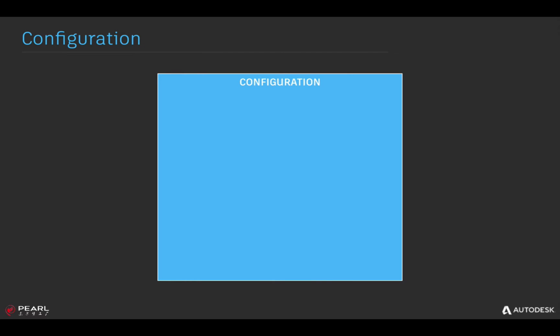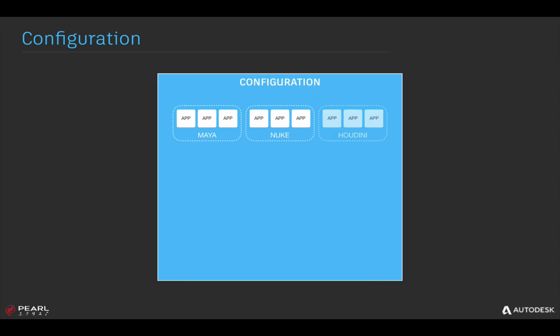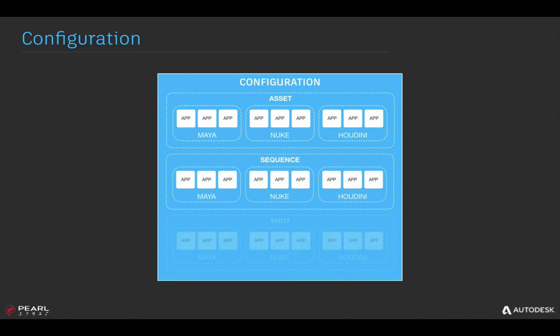To paint the full picture, it's important to understand the concept of a toolkit configuration. A configuration is a description of a pipeline. On a fundamental level, it describes the apps an artist uses within the content creation packages like Maya, Nuke, or Houdini. Settings for each of these apps define the artist's workflows within a given production context, like asset builds, for example. Other contexts might include sequences and shot workflows. All of these together make up a toolkit configuration. The config gives the pipeline TD a single place to control what workflow tools artists see on production.